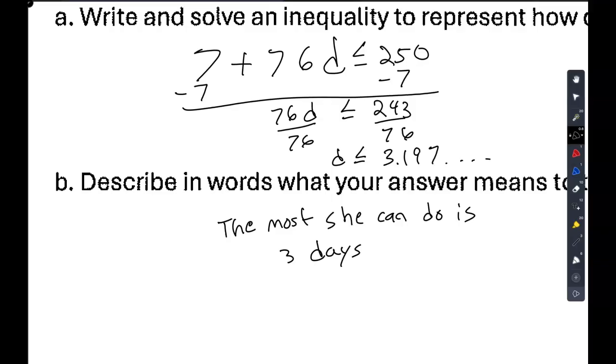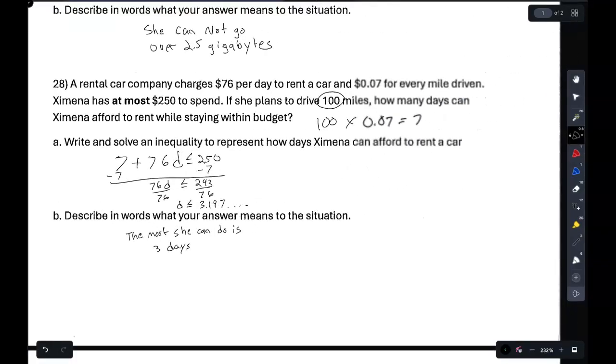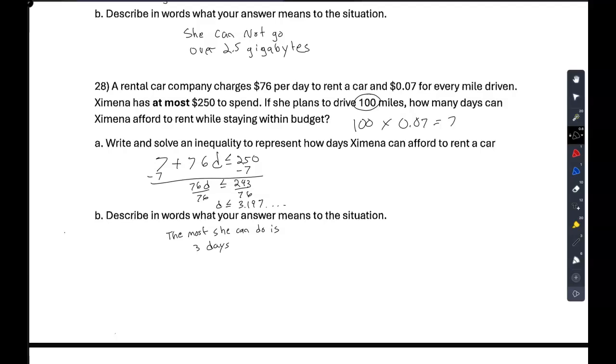And that's it. That is the review for the Unit 4 Equations and Inequalities test.